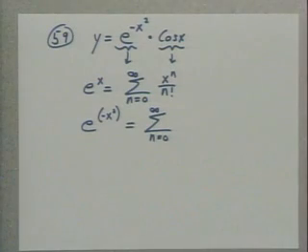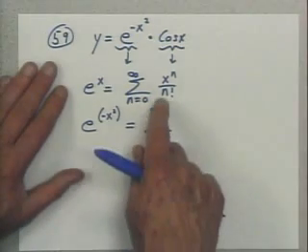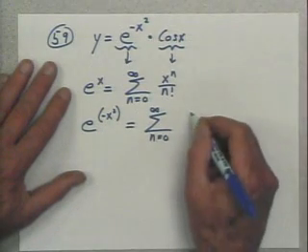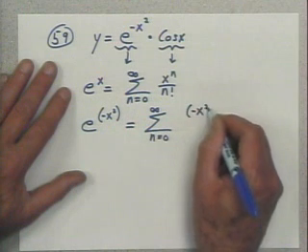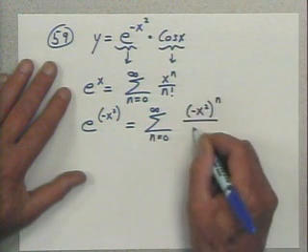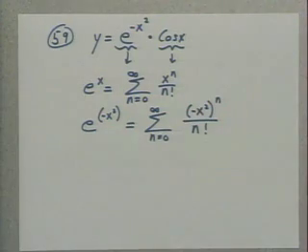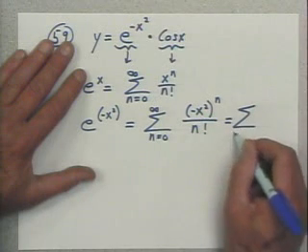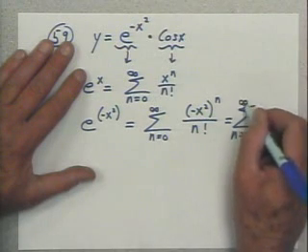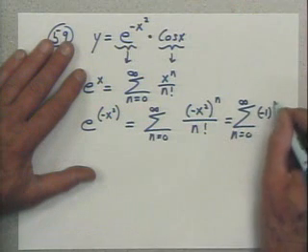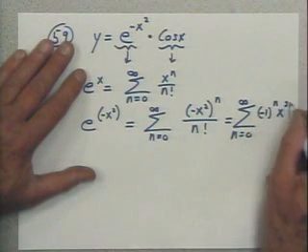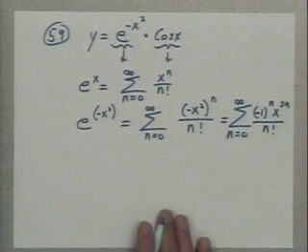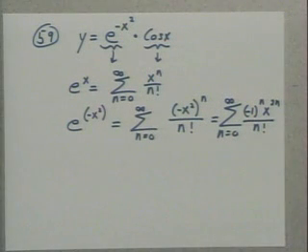Remember how we did that? Wherever you have an x, put minus x squared there instead. So it would be minus x squared raised to the nth all over n factorial. Which we might rewrite as minus 1 to the nth x to the 2n all over n factorial. So I've got a series for e to the minus x squared, right?